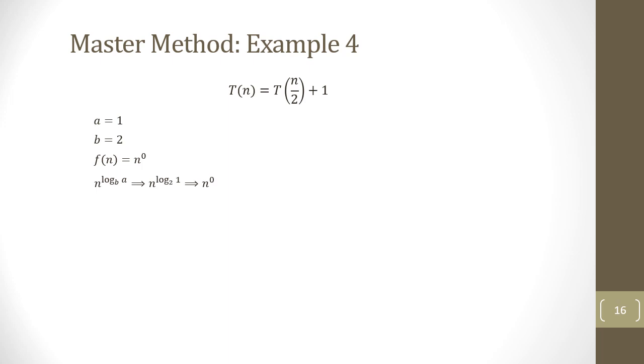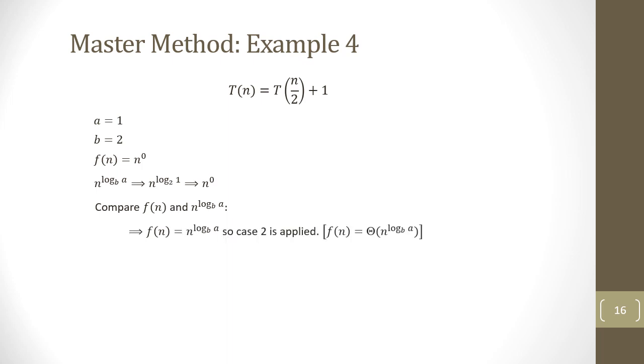Since f of n is 1, that is equal to n to the power of 0. We compute n to the power of log base b of A. Log base anything of 1 is 0. So in this case, n to the power of log base b of A will also be n to the power of 0. In the next step, we will compare f of n and n to the power of log base b of A, which in this case are equal.